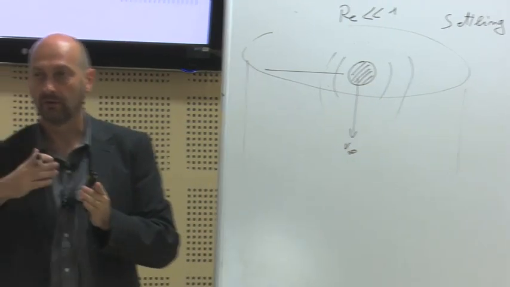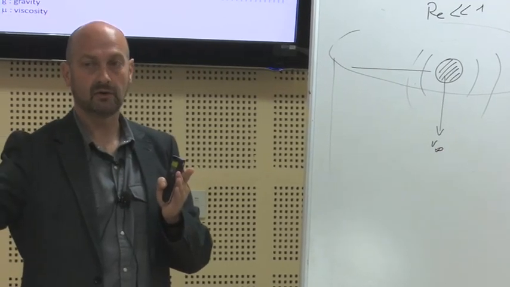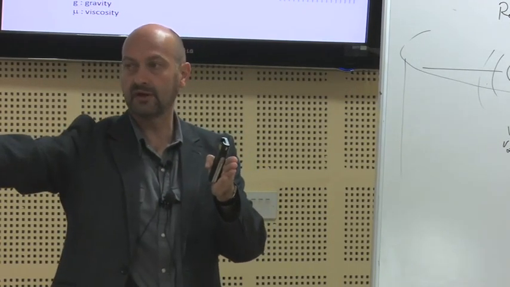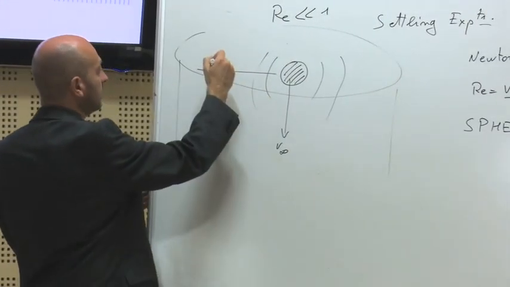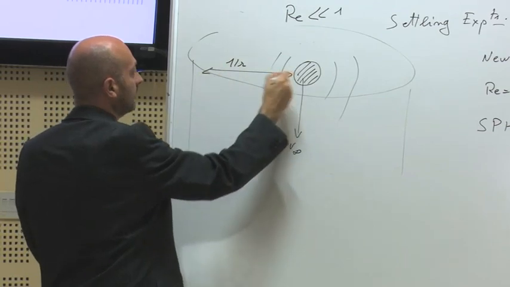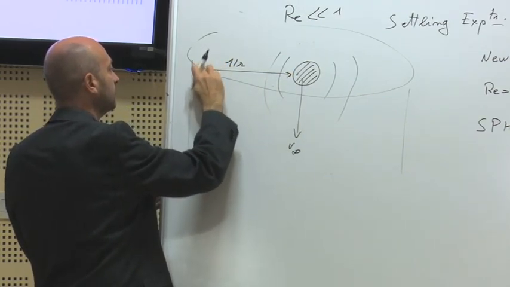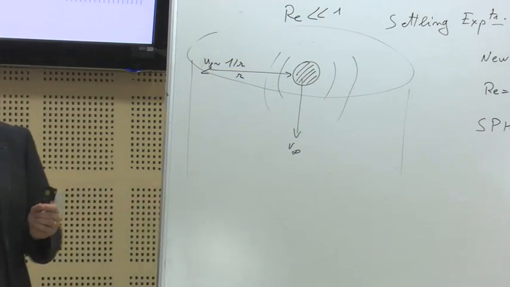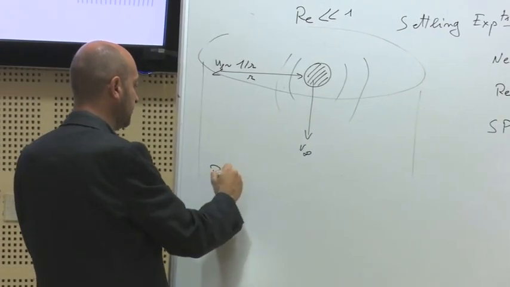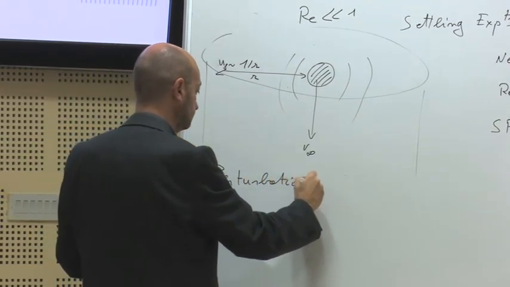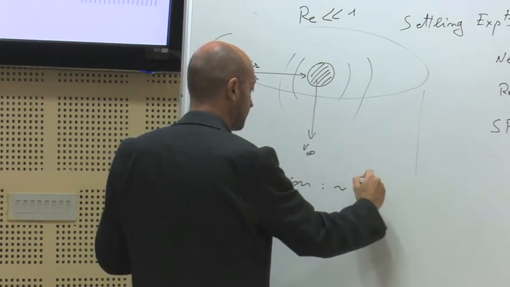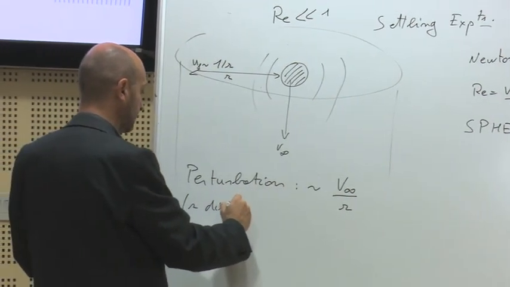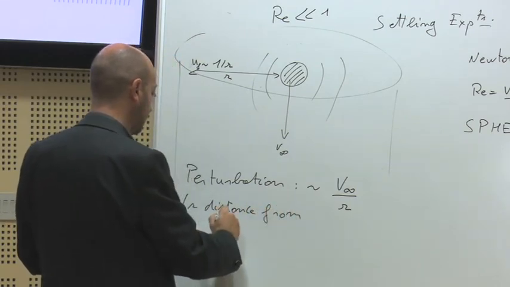But as you go far from the sphere, of course, the velocity of the fluid will decrease. Okay, so it is V infinite at the boundary of the sphere, but as you go far from the sphere, it will decrease. And actually, the rate of decrease is 1 over r. Okay, so let's call it u. So u of the fluid is decreasing like 1 over r, if r is a distance. Okay, so the perturbation is proportional to V infinite over r, and r is a distance from the sphere.